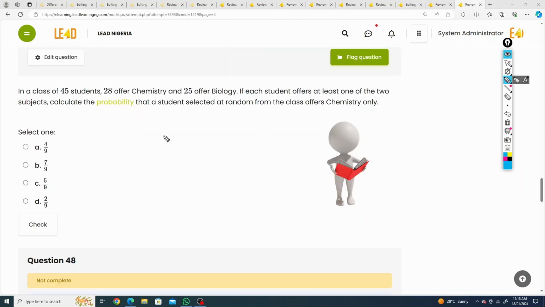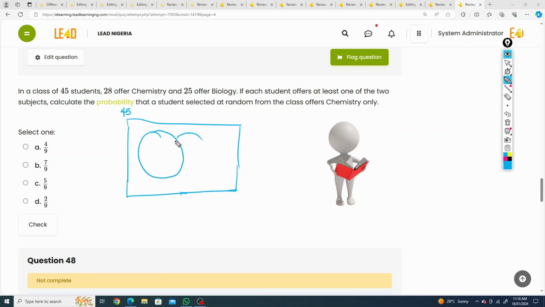47. In a class of 45 students, 28 offer chemistry, 25 offer biology. If each student offers at least one of the two subjects, calculate the probability that a student selected at random from the class offers only chemistry. The way I'll approach this problem is I'll draw a Venn diagram. The total for the class is 45, and then I have chemistry, C, and biology, B. Both events are non-mutually exclusive because they can occur at the same time. It's possible to offer both chemistry and biology.